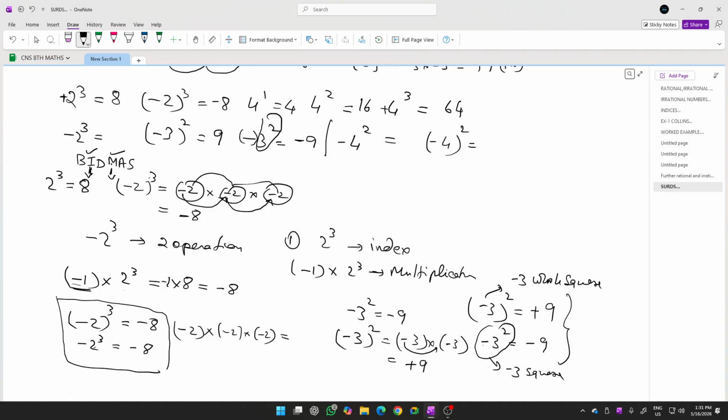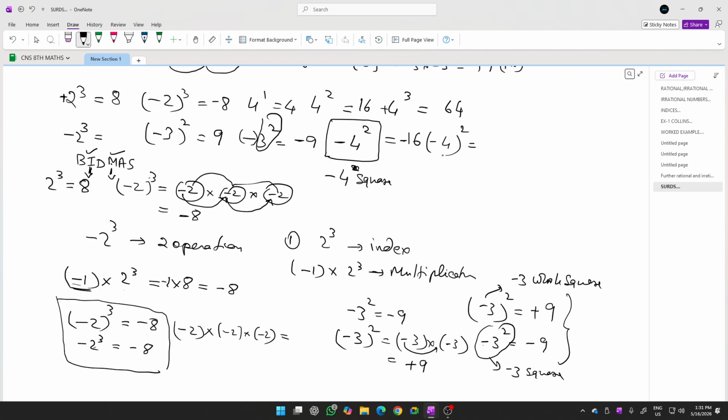Now here, let us say this. How are we going to read this? This you are going to read as minus 4 square. See, I did not use the word whole square. How you have to read this? Minus 4 square. So how do you have to do this? You have to first do this operation, 4 square, separately. That is the index operation. So that is 16. Then this 16 you have to multiply with this minus. So you will get minus 16. So the answer of minus 4 square is minus 16.